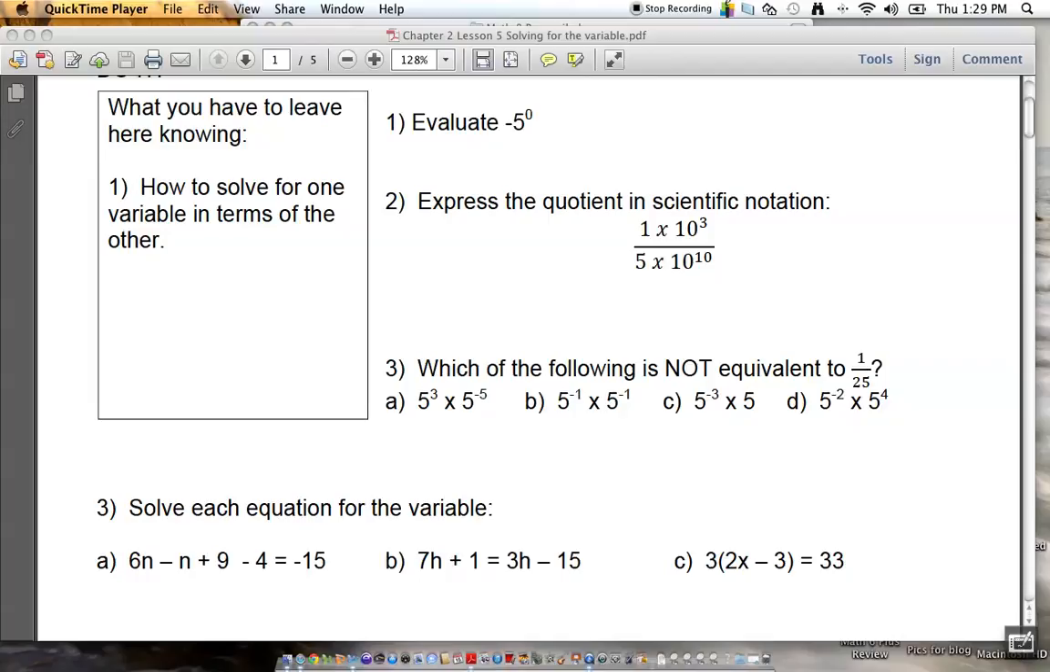All right, evaluate -5 to the 0. Who knows what that is? Go ahead. -1 is correct. That's a perfect answer. Anything to the 0 is 1, and then I have to negate it. So -1 is the correct answer.